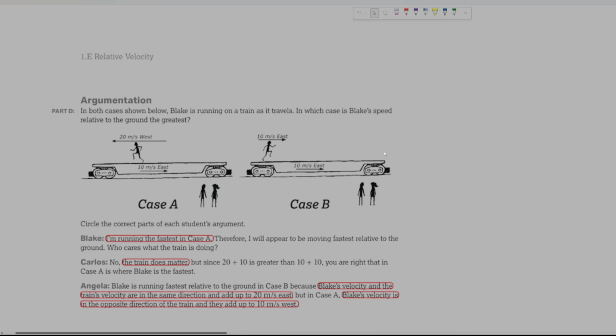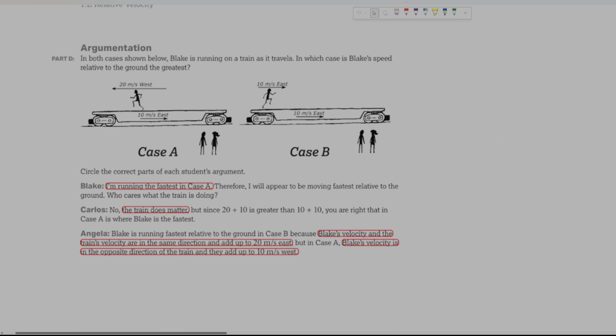Okay, backside now. In both cases shown below, Blake is running on a train as it travels. In which case is Blake's speed relative to the ground the greatest? Okay, so if you go by what I just got done saying and you start to apply positive and negative values to it, then over here, Blake is moving negative and the train is moving positive. Over here, Blake is moving positive, the train is moving positive.